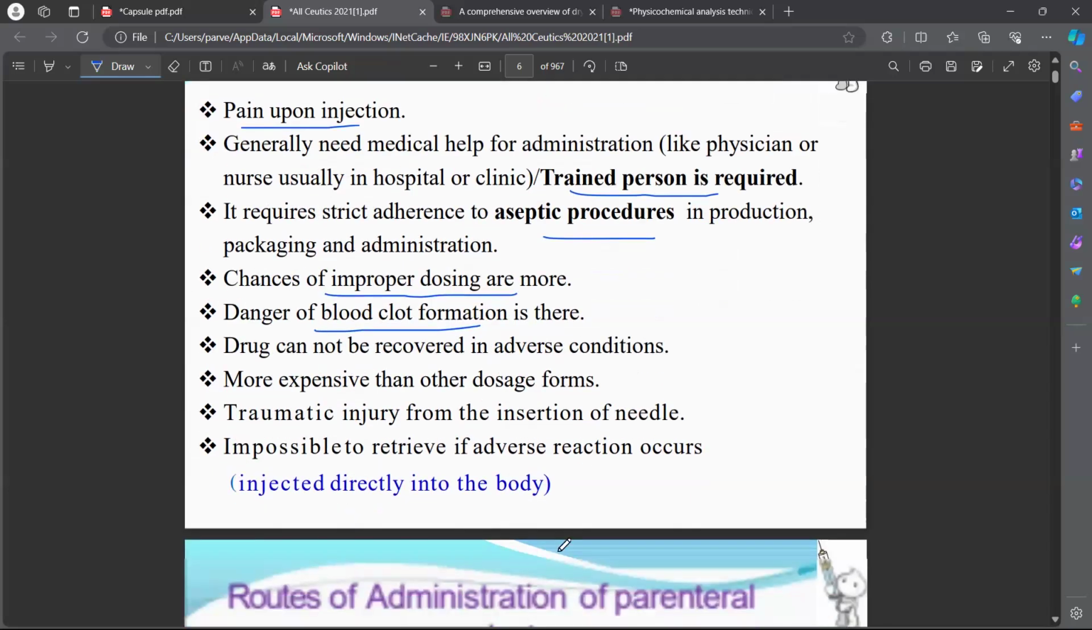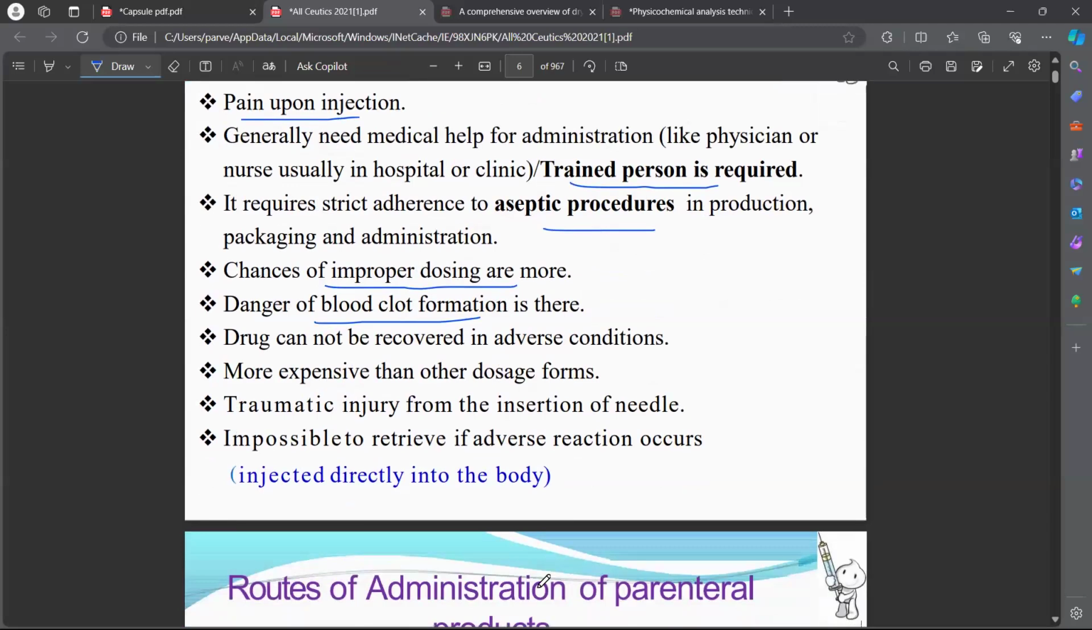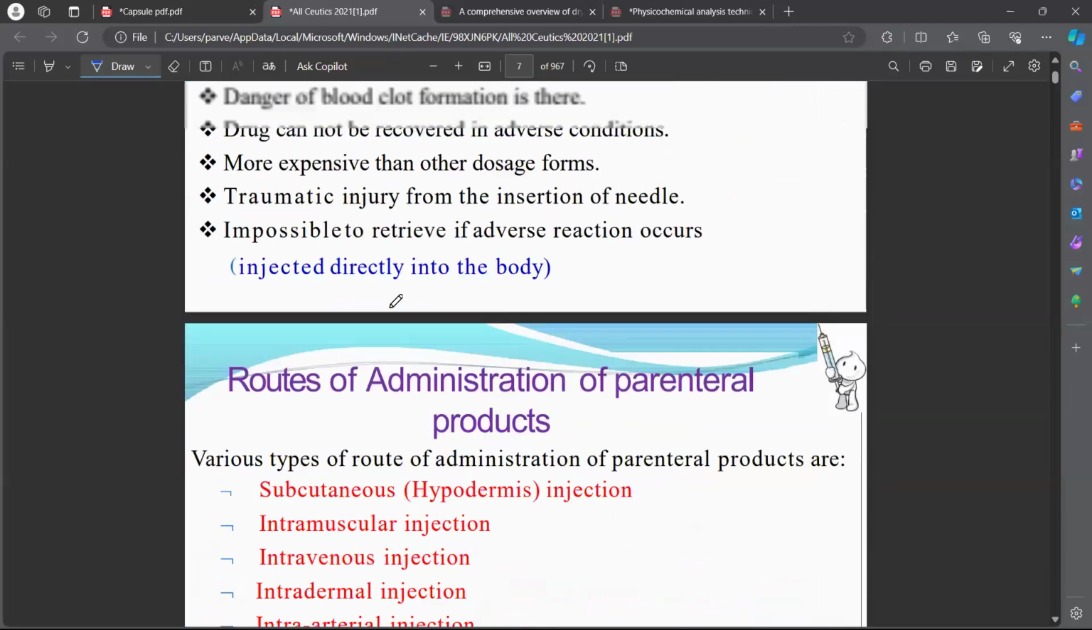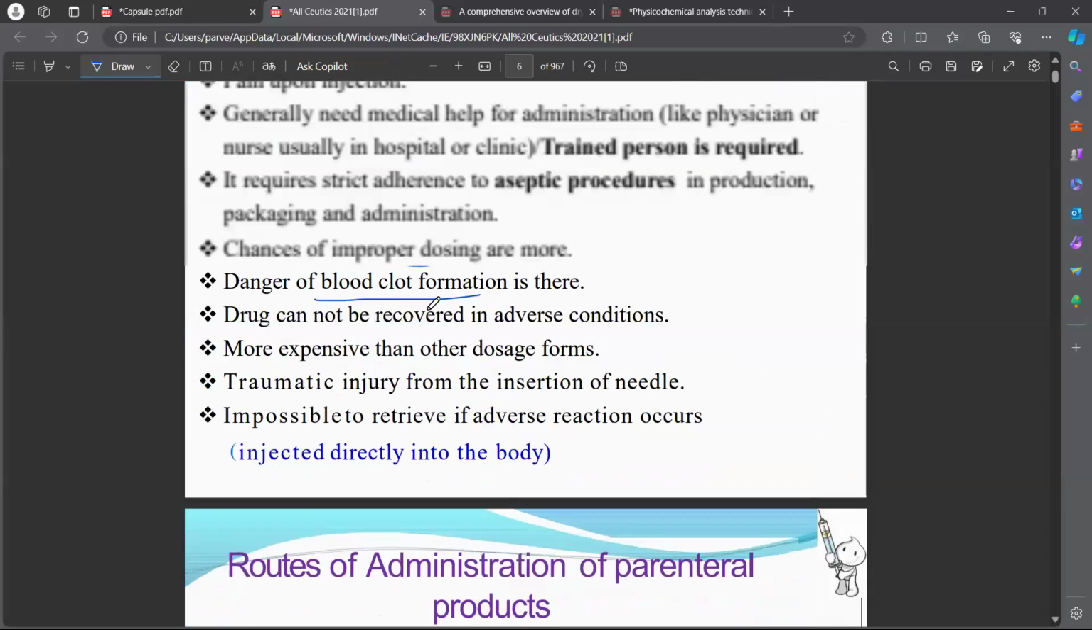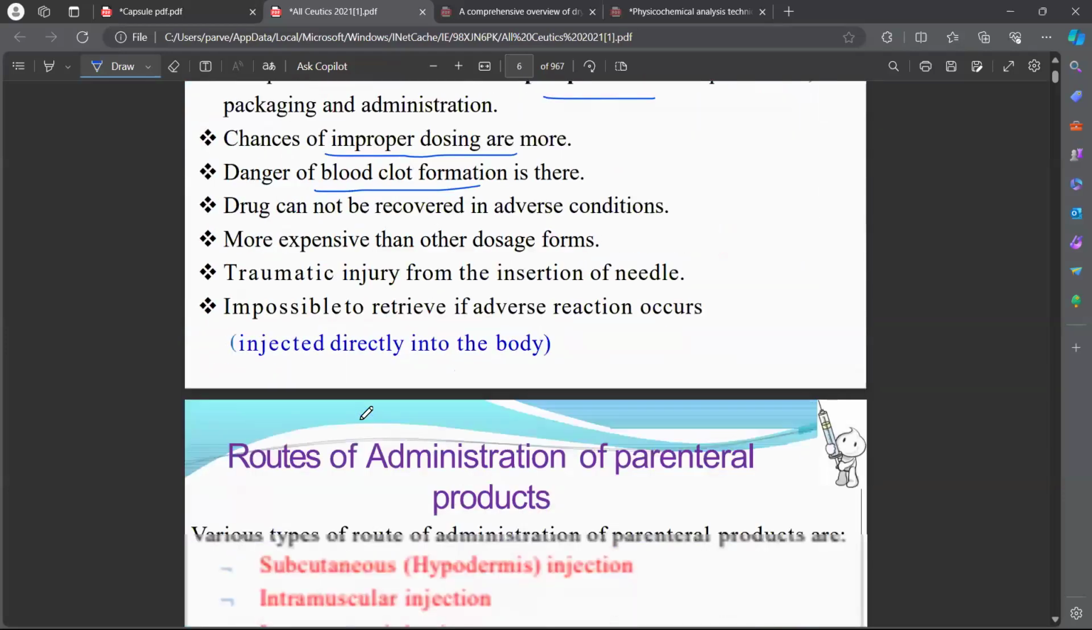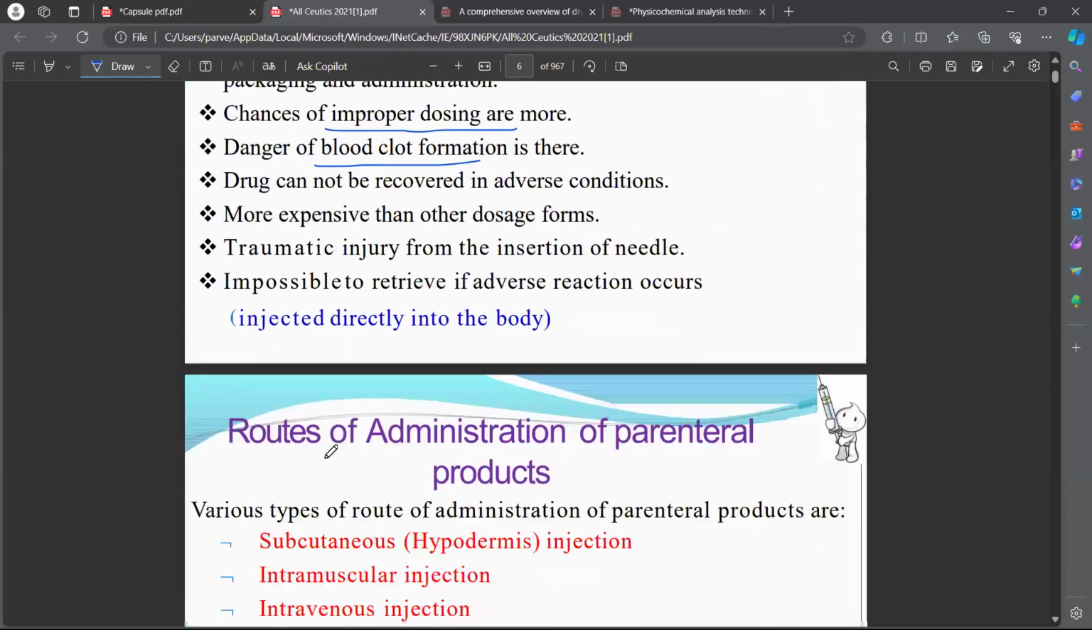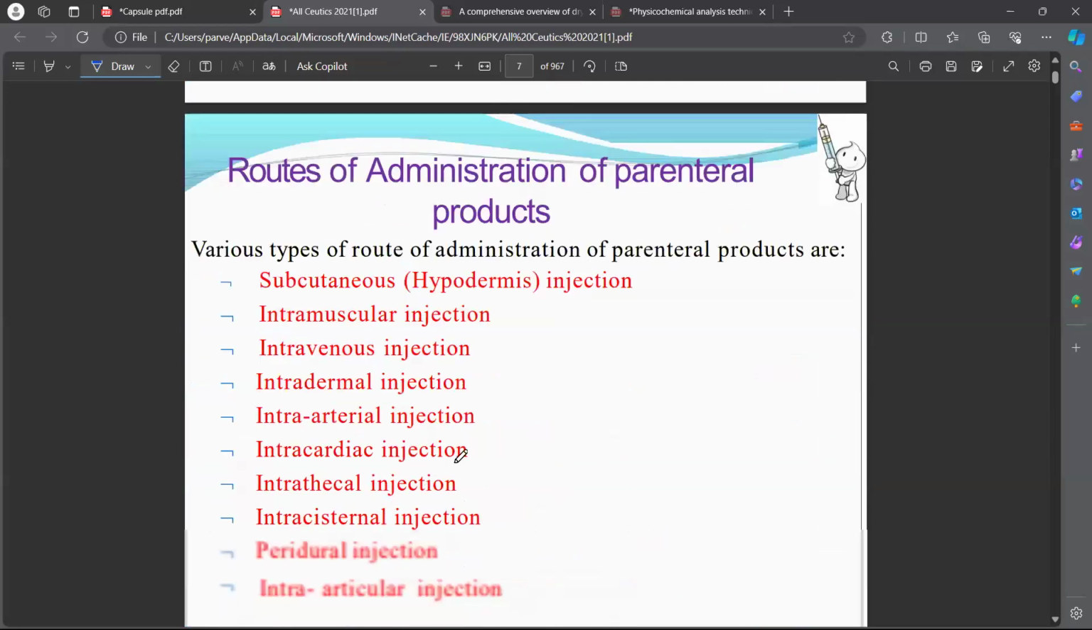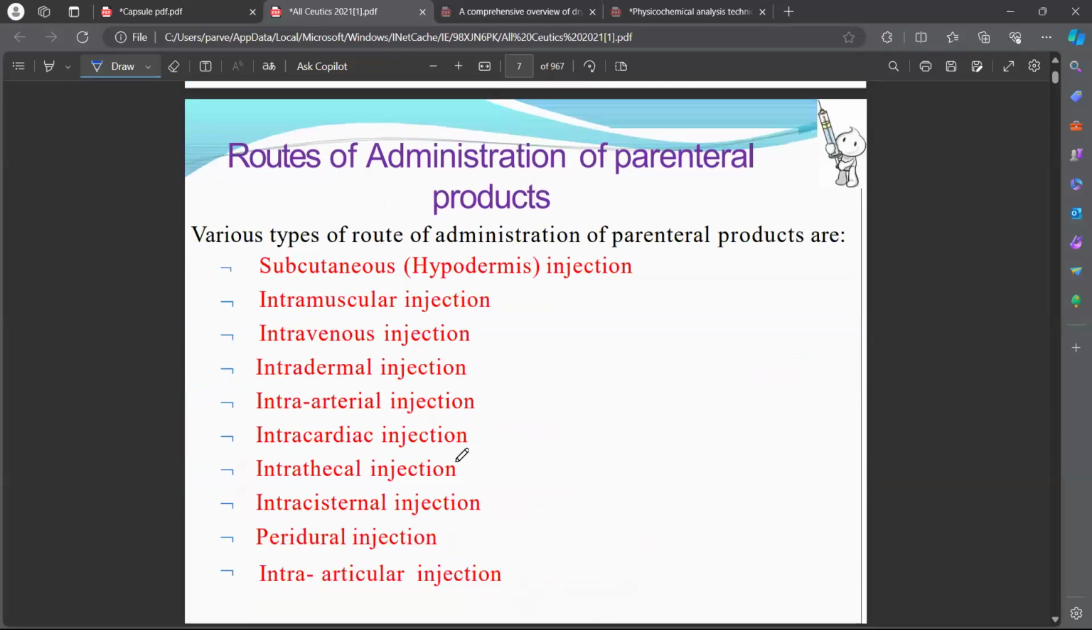These are the different routes by which drugs can be administered to the patient, which include subcutaneous, intramuscular, intravenous, intradermal, intraarterial, intraaortic, intrathecal, intracisternal, peridural, and intraarticular. So first we come to our discussion of the subcutaneous route.